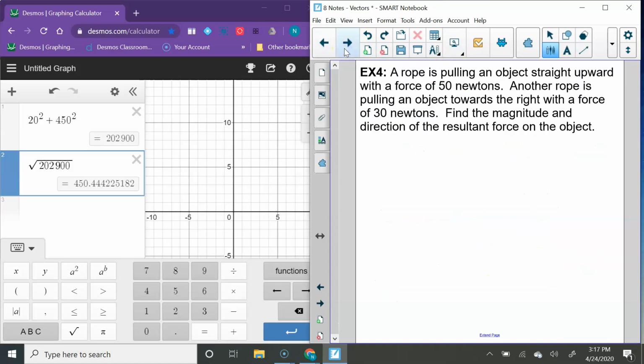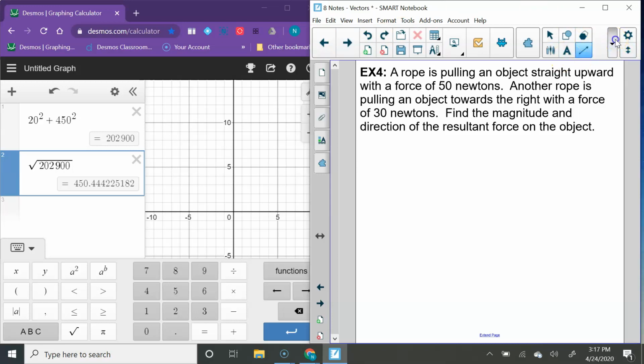Okay, this is another example that, especially if you take physics, you're likely to see a lot in much more depth than what we're looking at here. But you have a rope pulling an object straight upward with a force of 50 newtons. Another rope is pulling the object towards the right with a force of 30 newtons. Find the magnitude and direction of the resultant force on the object.